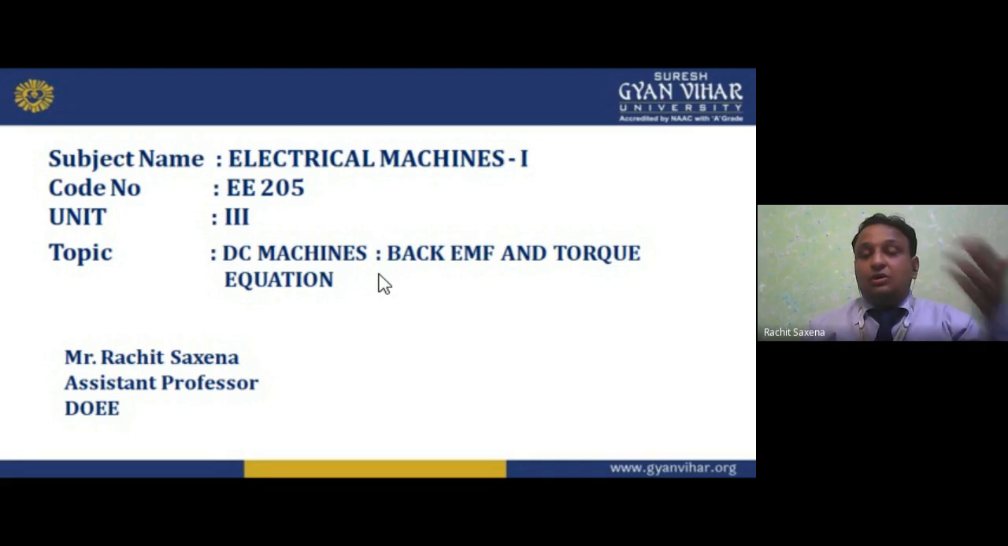Then, just before this lecture, we studied armature reaction. The armature flux interacts with the field flux and produces two effects: it distorts the flux wave, causing demagnetization and cross magnetization. This was in armature reaction. How can we eliminate it? With the help of compensating winding and interpoles.